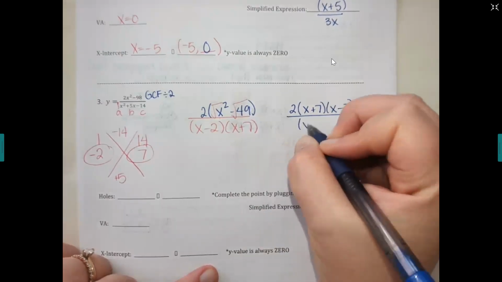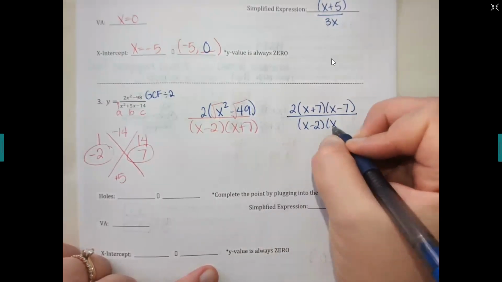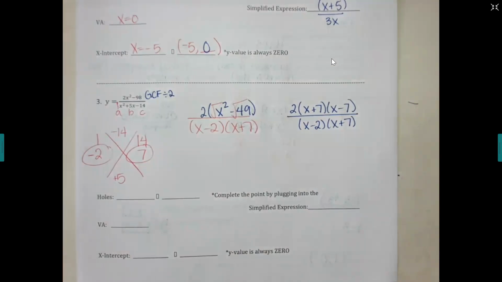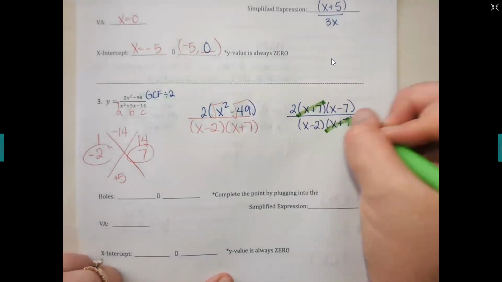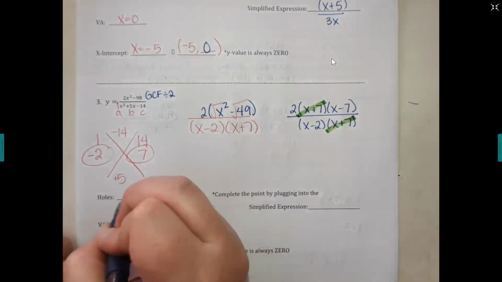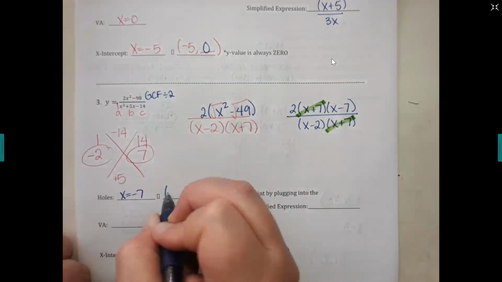The bottom was an x minus 2 and an x plus 7. Okay, now taking a look at your entire equation now that it's in factored form. Okay, what can we cross out? X plus 7. Okay, and if the plus 7's cross out, where will the hole be? X equals minus 7. Very good.